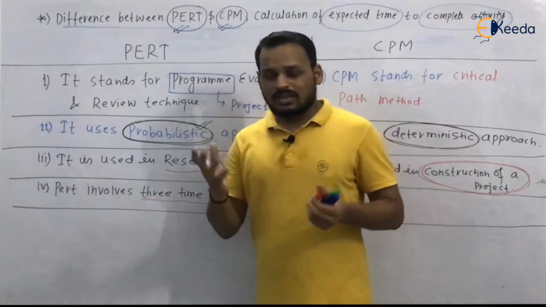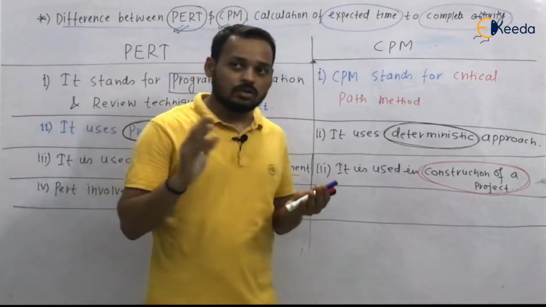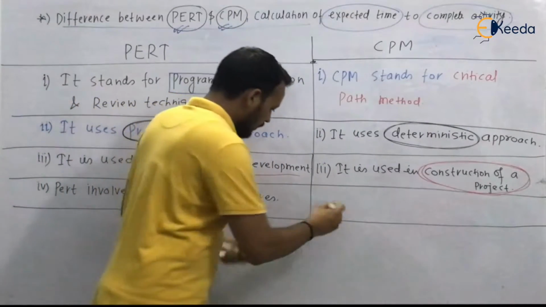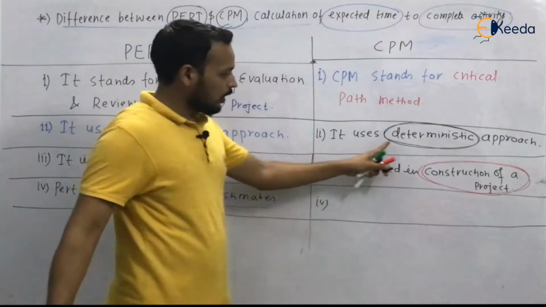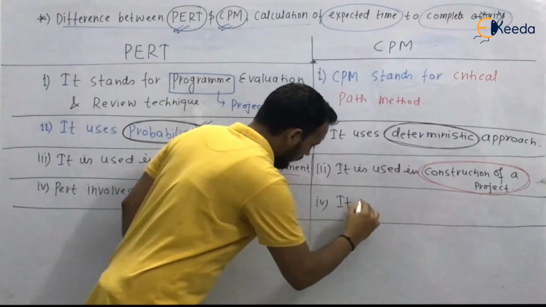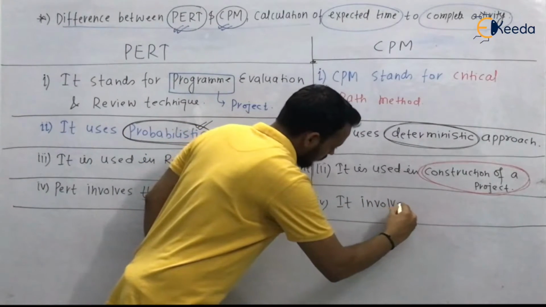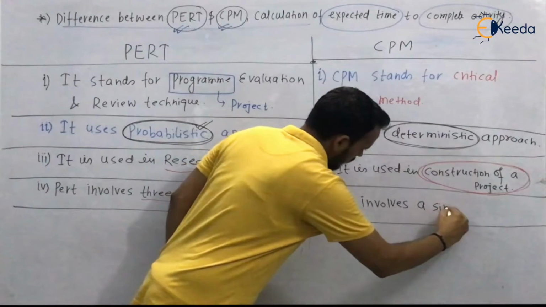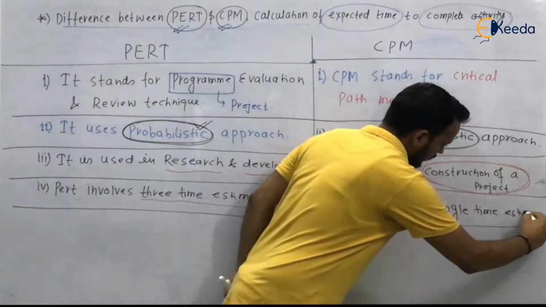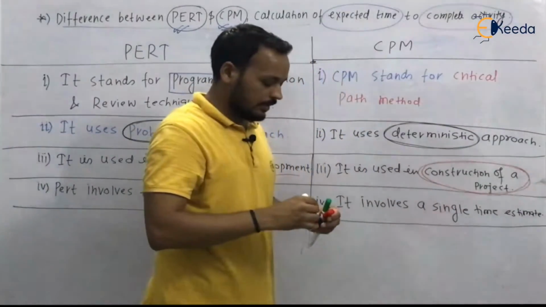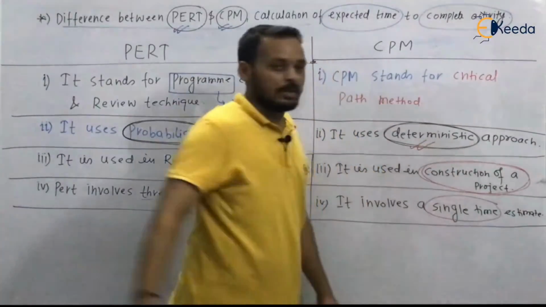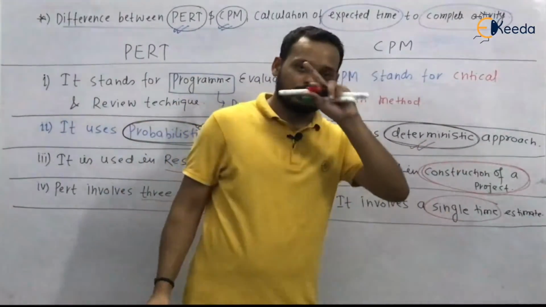There is not a single time or exact time. That means it is based on probability. So it is not a single time estimate, it is a 3 time estimate. But in case of CPM, you exactly know that you are going to complete your project within 1 year or 2 years. It means it involves a single time estimate, because it can be determined. It is based on a deterministic approach, so it can be determined and it is based on a single time estimate.